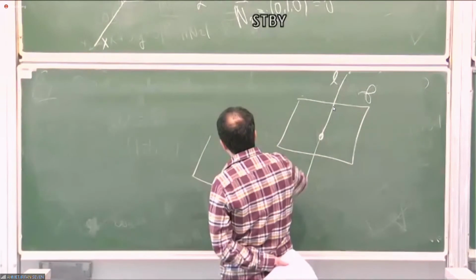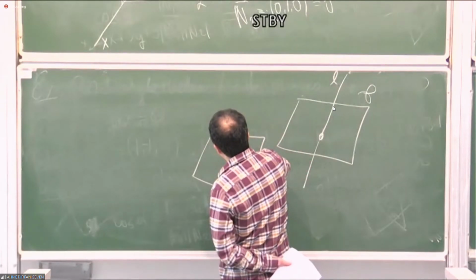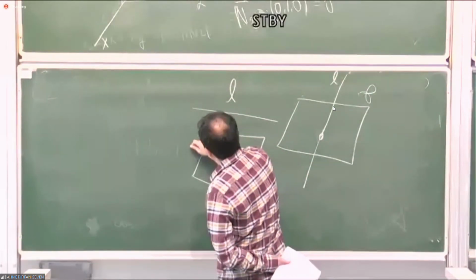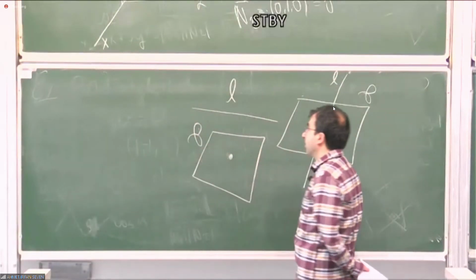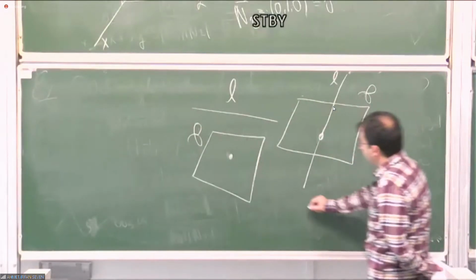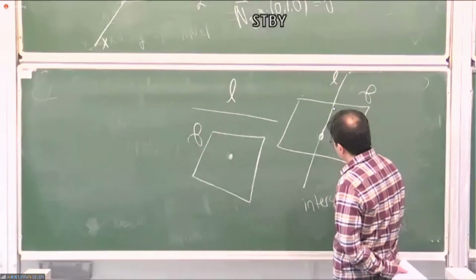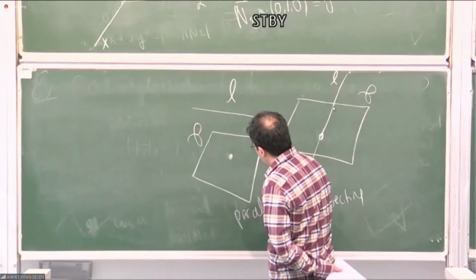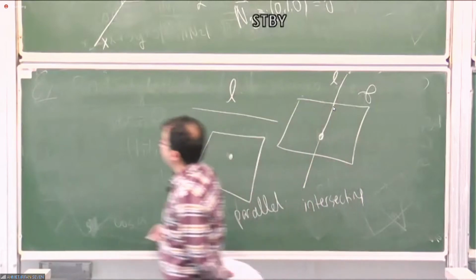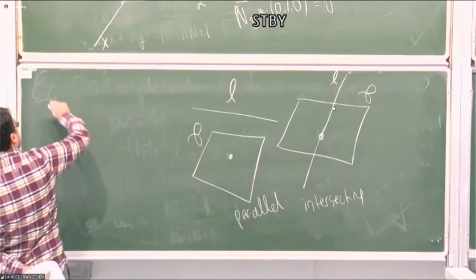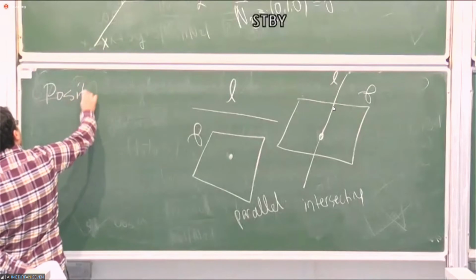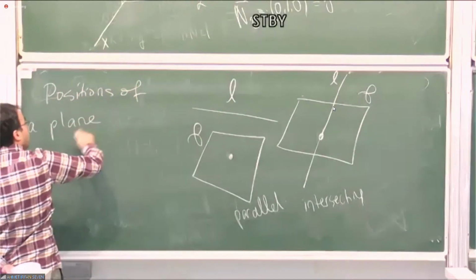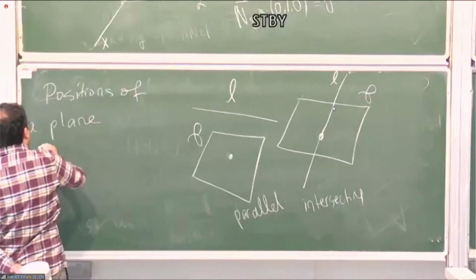So the plane could be parallel to the line L, or the plane is intersecting. Parallel. So this is how the position of a plane and a line can be.